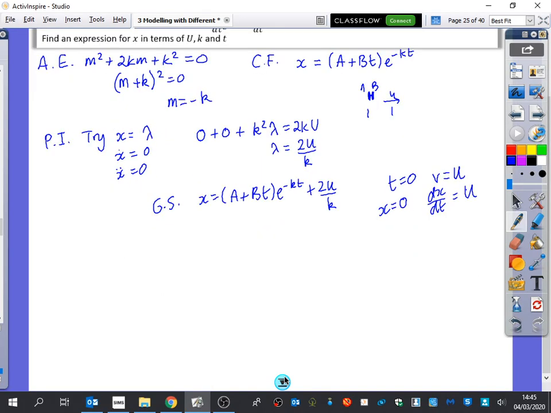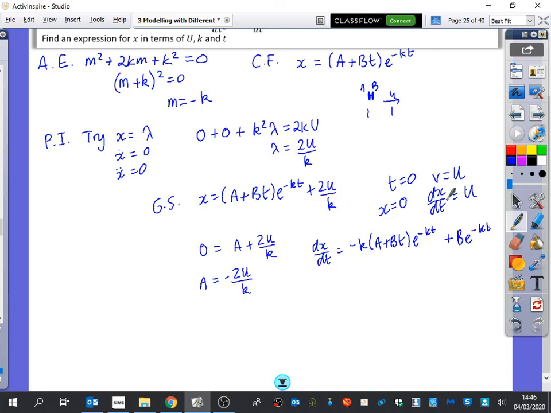So we'll just do the same old of subbing these things into our general solution. We get 0 equals A plus 2U over K. So A is minus 2U over K. And then we'll differentiate it. So dx/dt is minus K times (A plus Bt) e to the minus Kt, plus B e to the minus Kt.